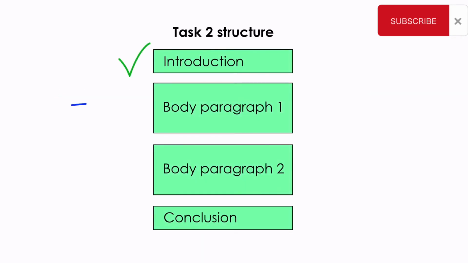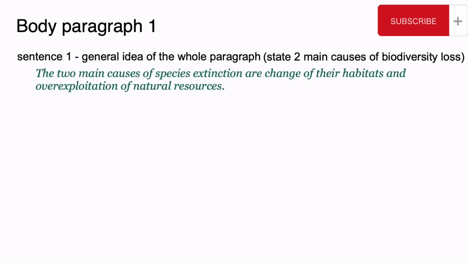After the introduction, we start writing the body paragraphs. The first body paragraph discusses the possible causes of biodiversity loss. The first sentence of this paragraph should contain a general idea of the whole paragraph. In our case, we just state 2 main causes of the biodiversity loss. Here is my first sentence. The 2 main causes of species extinction are change of their habitats and overexploitation of natural resources.